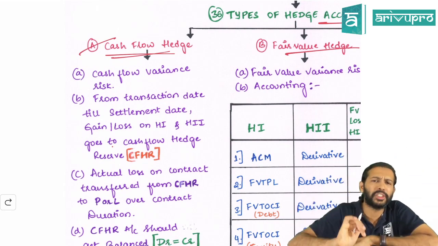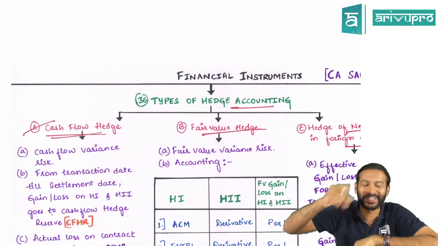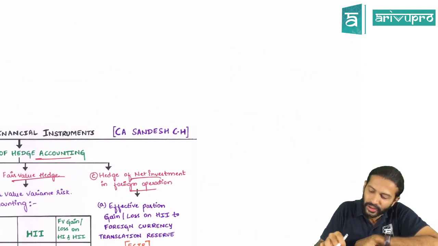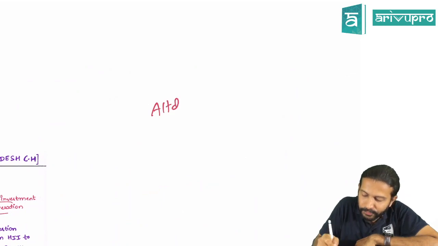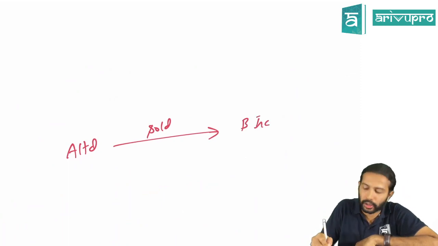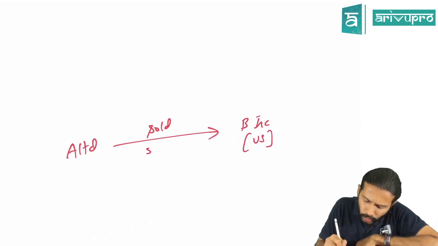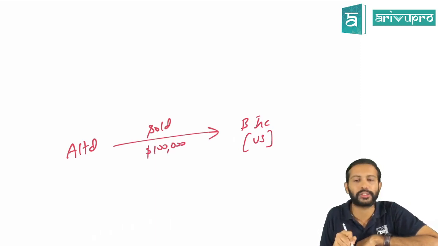So cash flow hedge means what? First of all, what is a hedge? Before we get into the types of hedge, what is a hedge? Let's say there is one company, A Limited. They have sold goods to a foreign currency debtor. Let's say they have sold it to one company known as B Incorporated, which is in the USA. Let's say the value of the goods sold is $100,000.